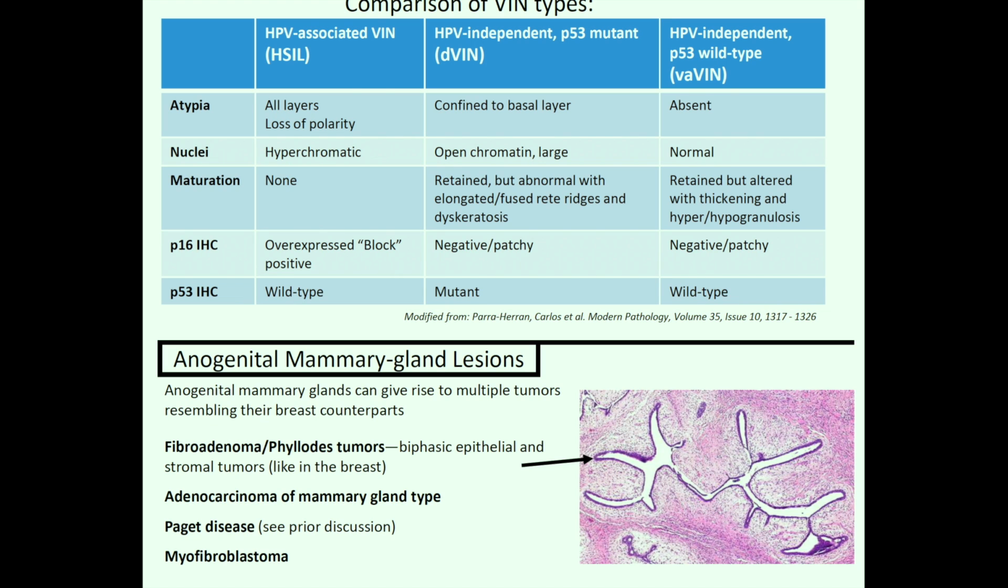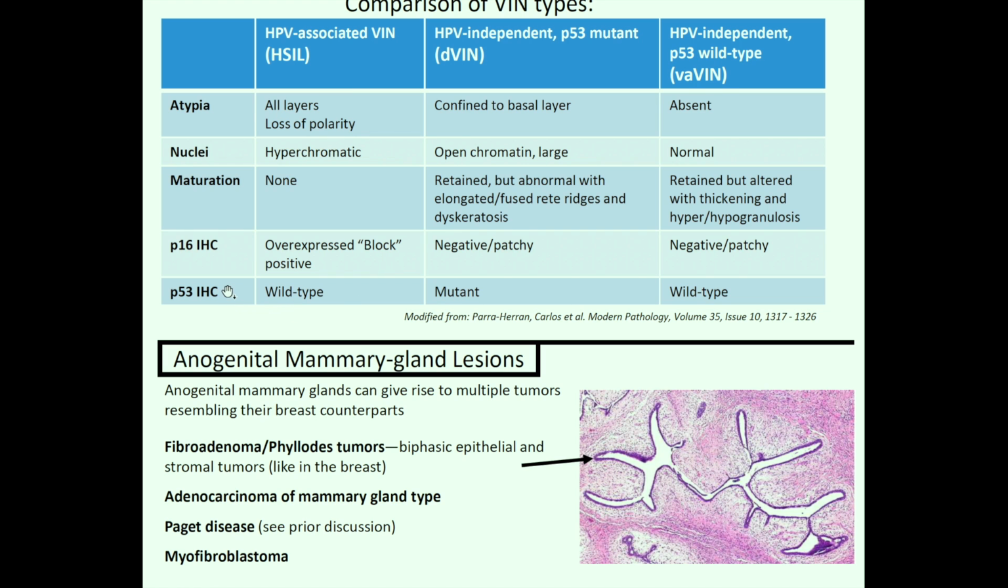So here's a table from Modern Pathology, just to compare the various types of VIN, or vulvar intraepithelial neoplasia. So we have HSIL, DVIN, and VAVIN. And again, all of this we've kind of already talked about, but just to have it in a nice reference format, if you have a case and you're trying to differentiate what type of VIN you may be dealing with, be sure to reference this table just to have everything in one place.